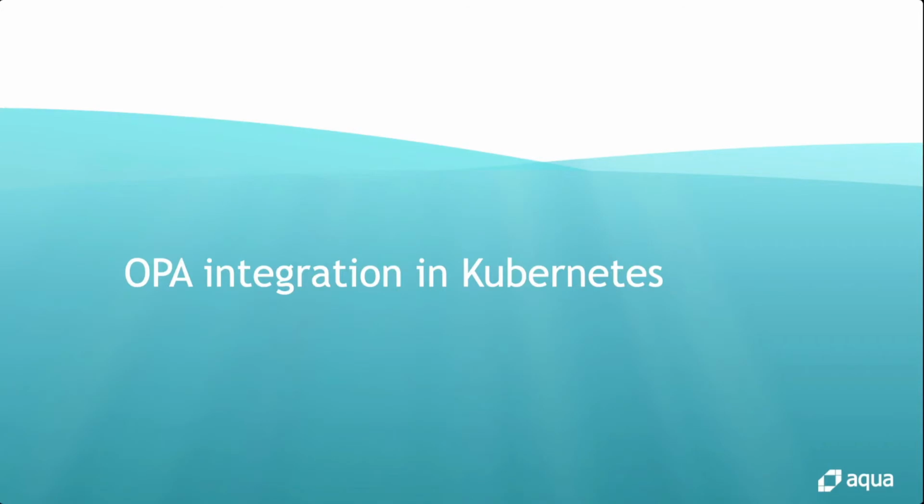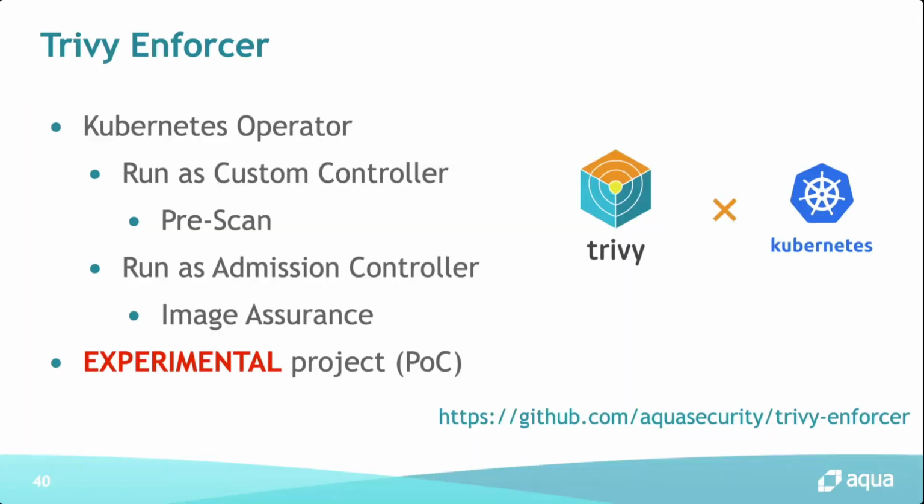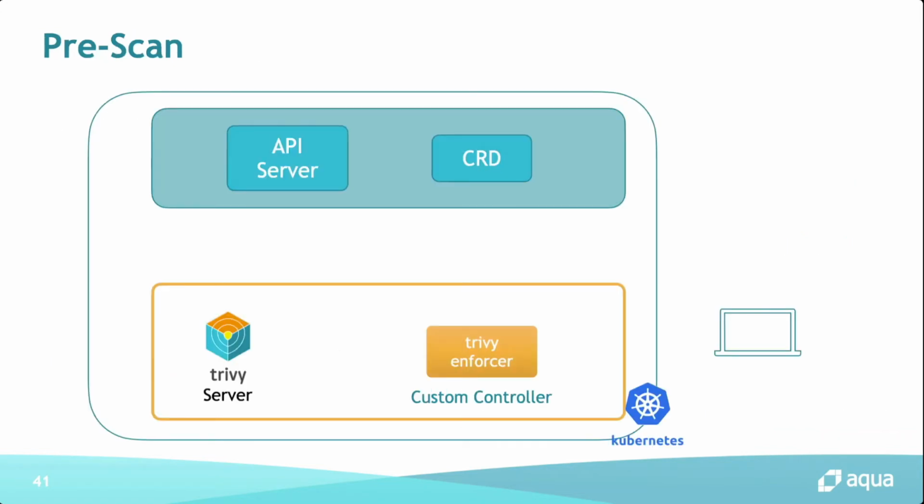At last, let me explain OPA integration in Kubernetes. This technique can be applied to any scanner. But as a proof of concept, I developed a Kubernetes operator called Trivy Enforcer. It works as a custom controller to scan an image in advance, and an admission controller to validate an image a user tries to deploy. Let's take a look at the architecture.